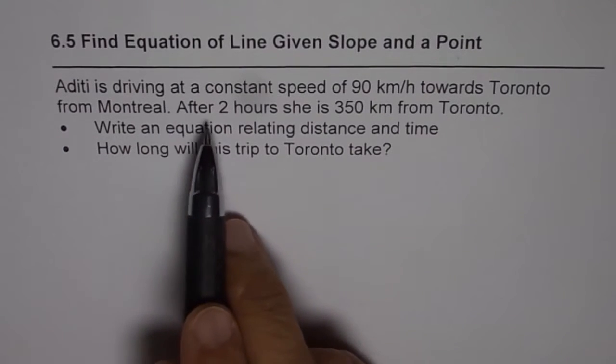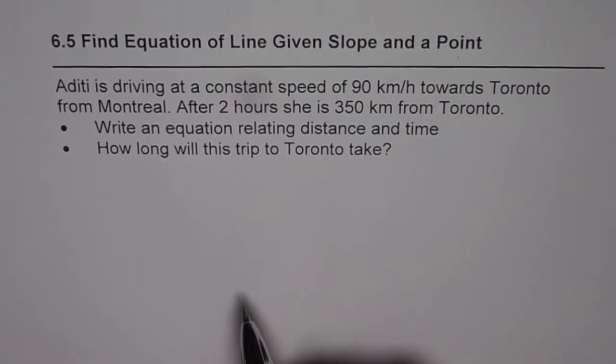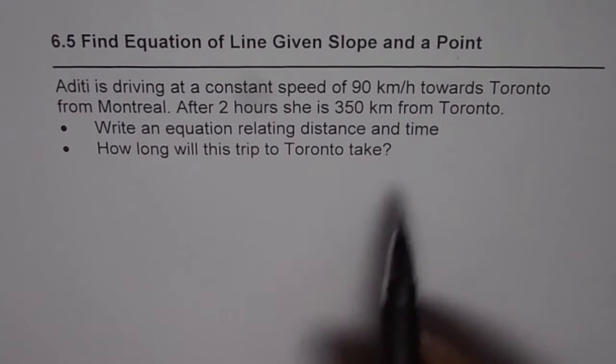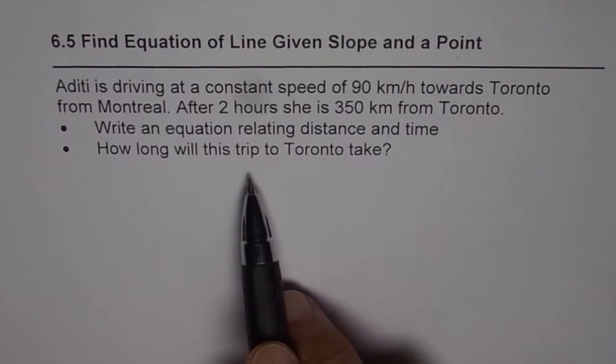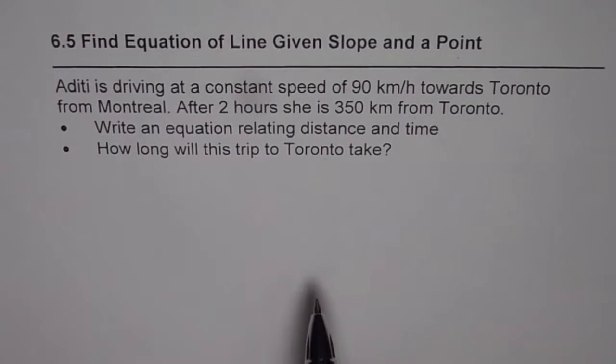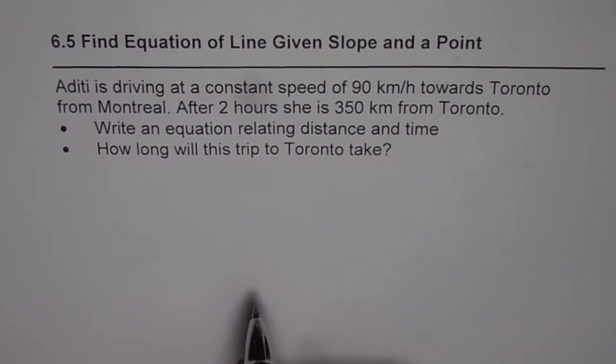Aditi is driving at a constant speed of 90 kilometers per hour towards Toronto from Montreal. After 2 hours, she is 350 kilometers from Toronto. Write an equation relating distance and time. How long will this trip to Toronto take? Now you can pause the video, answer the question, and then look into my suggestions.